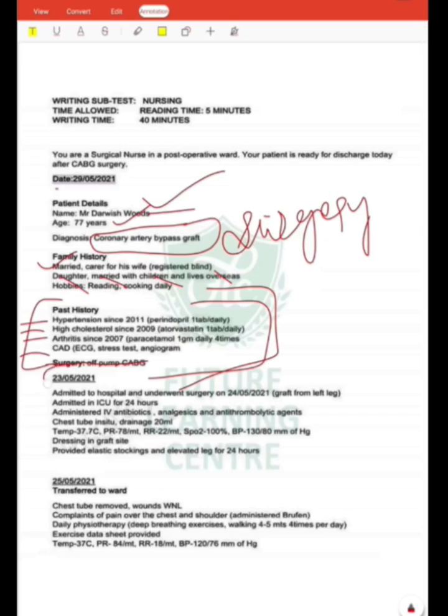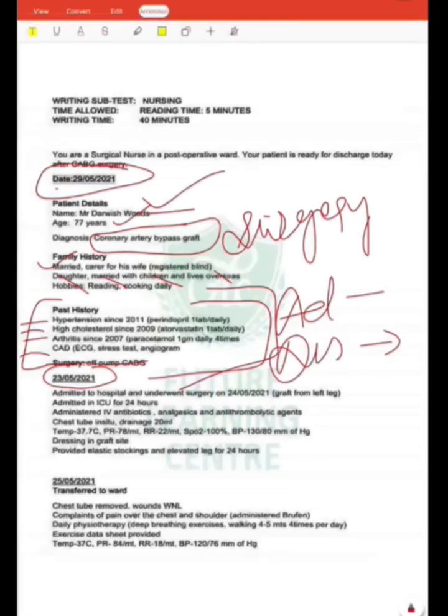So on 23, our today's date is 29. How will you get it? Today's date may be the discharge date, the last visit date, or your recent date. Sometimes they mention admission date and discharge date, so your discharge date will be your today's date. Sometimes they mention it clearly, today's date. So your 29/5/21 is your today's date. Where we were, on 23/5/21.